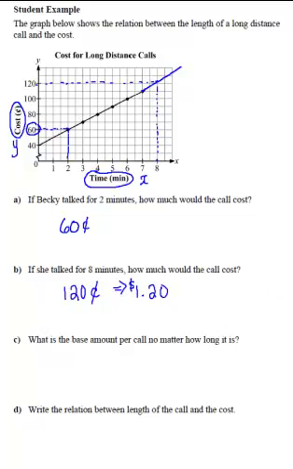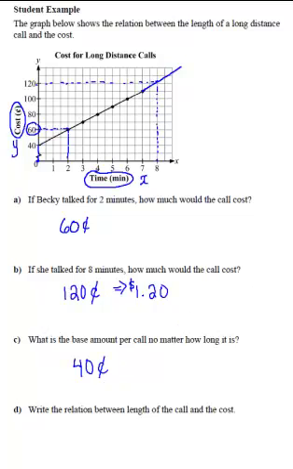Part C is asking you, what is the base amount per call, no matter how long it is? When you're asked a question like this, you want to go back towards the origin area of the graph. So most things will have a base cost, meaning that as soon as you pick up the phone, in this case, you get charged a certain amount, regardless of how long you talk. So if our time happened to be 0 minutes, that corresponds to 40 cents. That means the moment that Becky picked up the phone, it cost her 40 cents. That is her base cost.